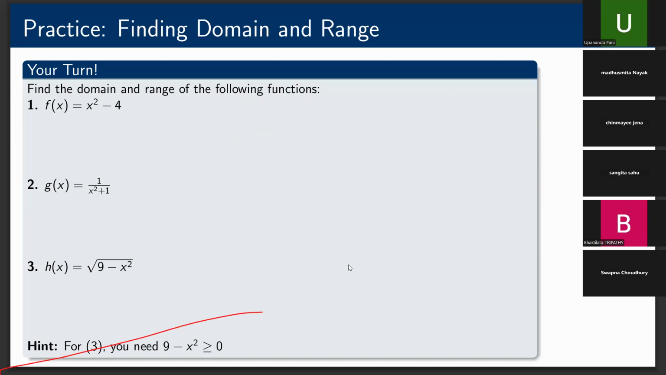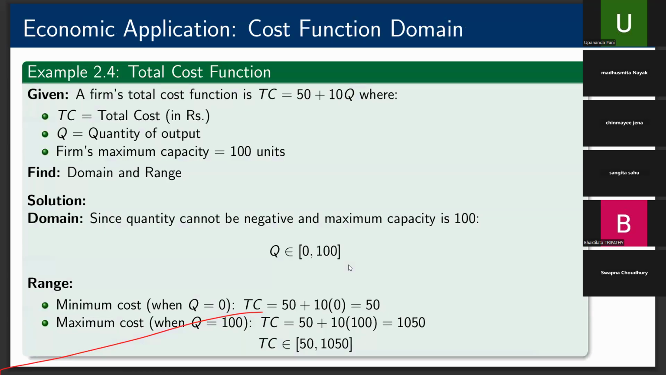Okay, total cost function application. Given the total cost function, TC equal to 50 plus 10Q, where TC is my total cost and Q is the quantity of output produced. The plant's capacity is given as 100 units. So find domain and range. So in this condition, what is the domain of this function?